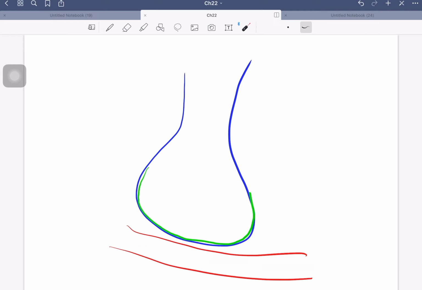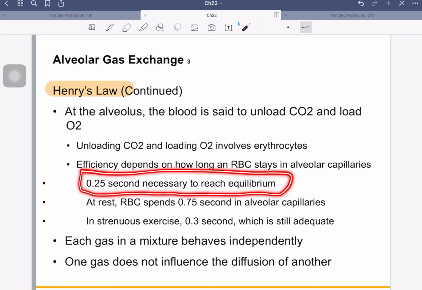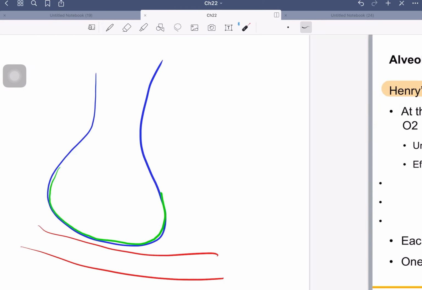So we have to have systems that are pretty fast to allow gas exchange as this red blood cell moseys on by. And it's not a great amount of time. Now, gases will only move from the alveoli to the blood or the blood to the alveoli as long as there's a pressure difference in its partial pressure in the blood and in the alveolar air. Now, the nice thing is that under normal conditions, it only takes about a quarter of a second to reach equilibrium. So let me go back here.